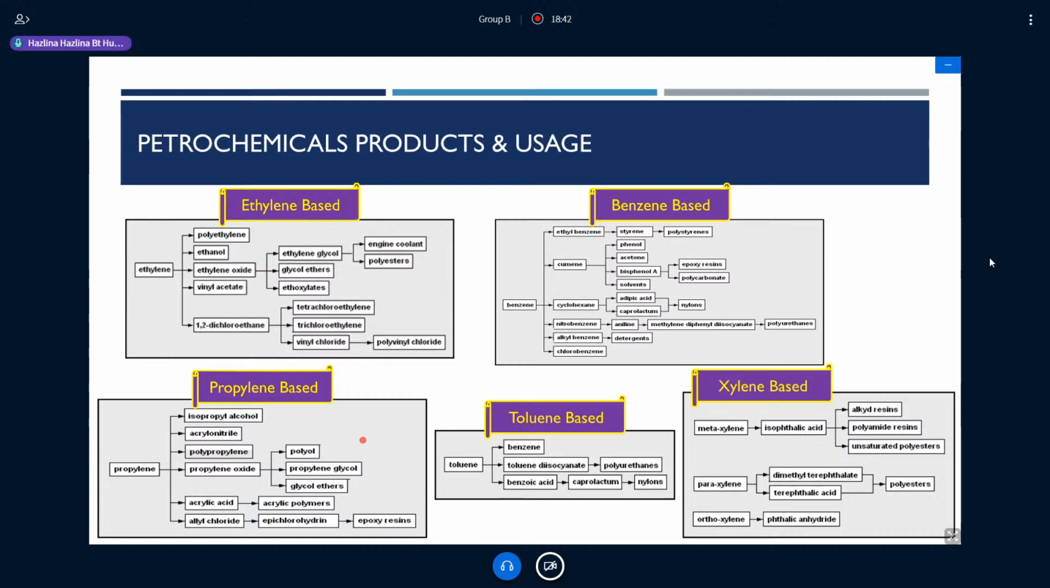Okay, the rule of thumb is that you can see that all of them have a double bond. It shows that they have a double bond. When they have a double bond, meaning they are susceptible to further reaction.